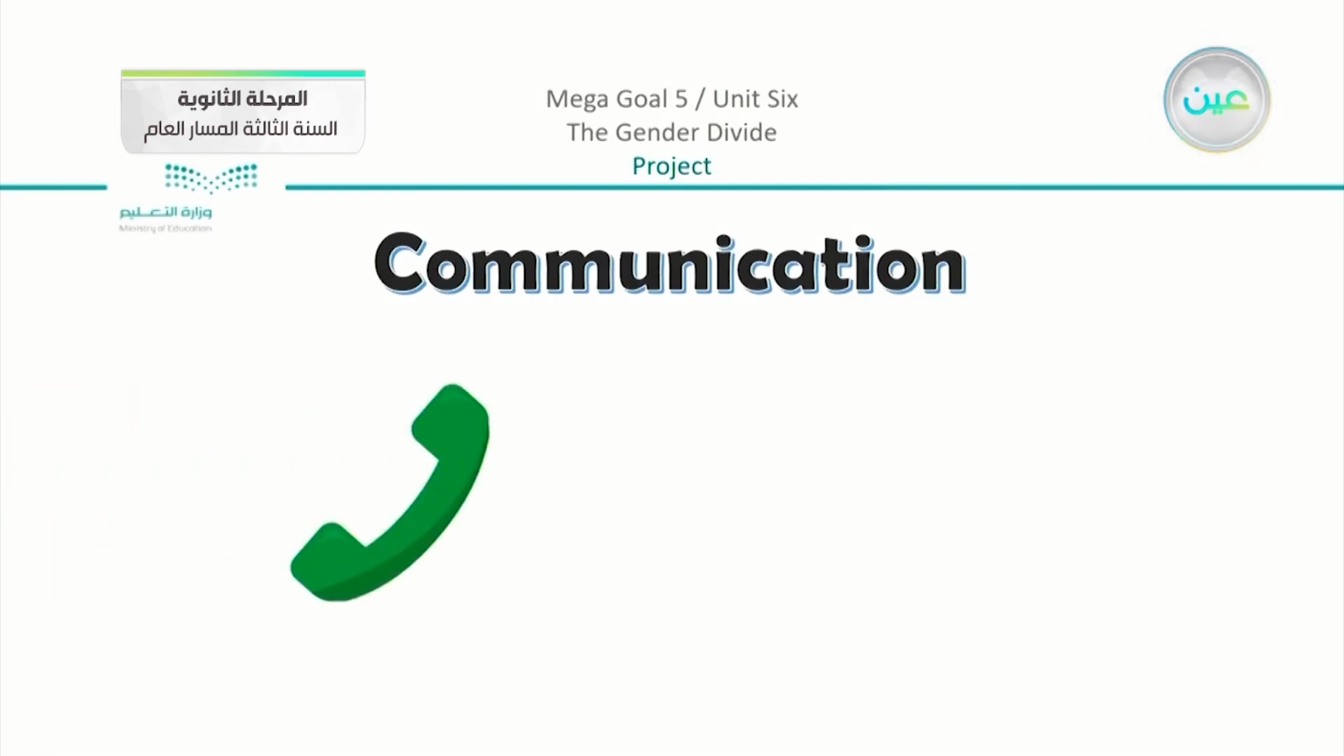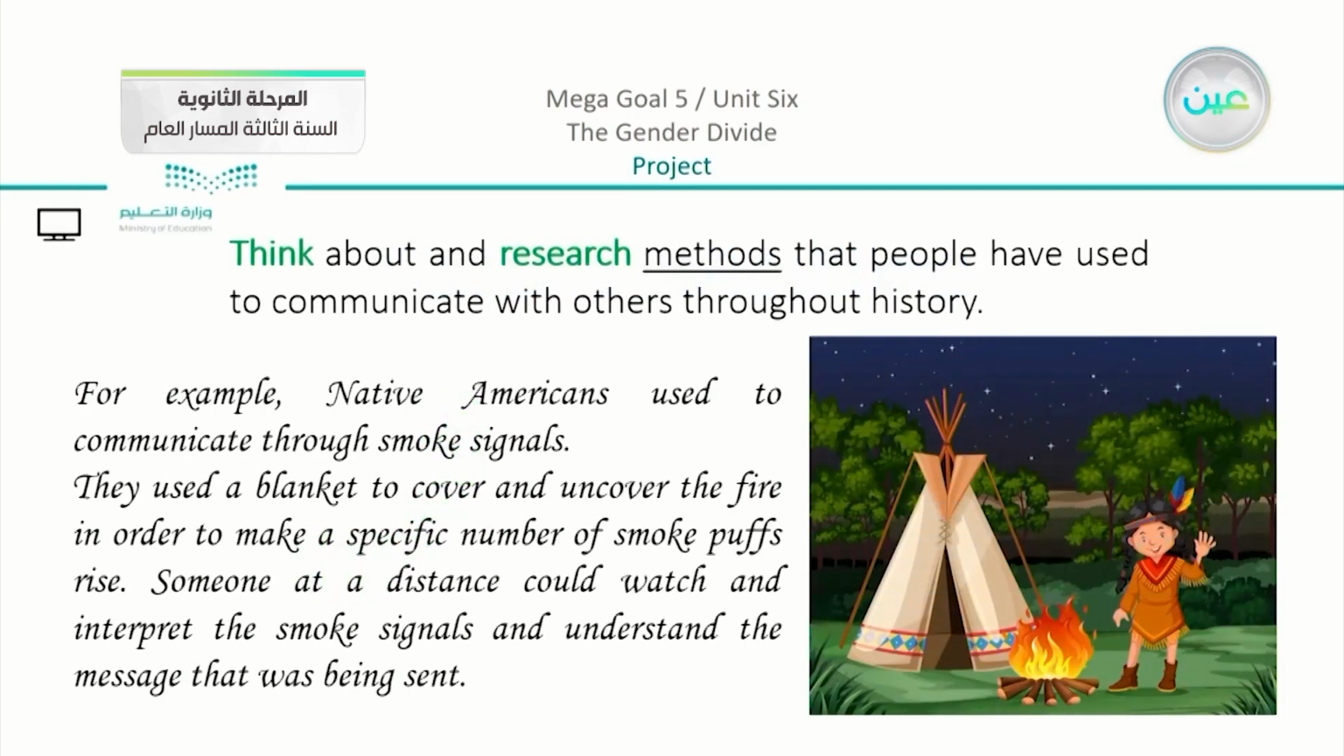Now, of course, we have here the regular type of communication that we know. We have also other types. Now, there are other methods. It's not just about using phones. We have here, think about the research methods that people have used to communicate with others throughout history. For example, we have here Native Americans used to communicate through smoke signals. They used a blanket to cover and uncover the fire in order to make a specific number of smoke puffs rise.